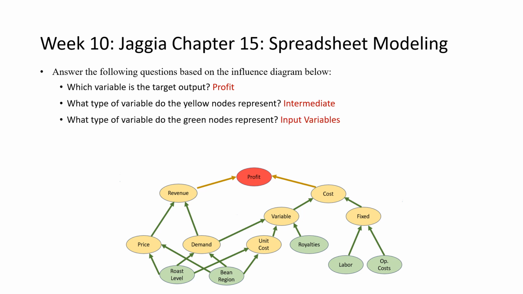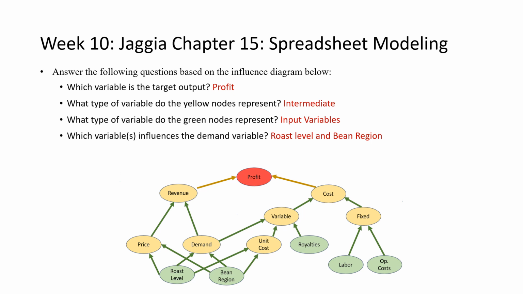The green nodes represent input variables. These are values that we get from some other source, some external source usually. And so we take that input and apply that to whatever calculations we have in our model to demonstrate variable costs, fixed costs, our price, etc.